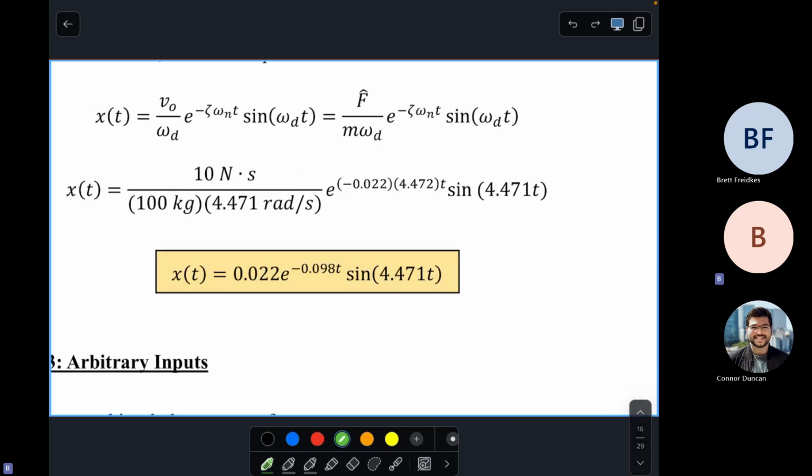How do we feel? Feeling good? Yeah? Pumped? Cool. That's the general definition of the impulse response caused by the Dirac-Delta. Now, the biggest thing here is to understand that x of t is based on the impulse multiplied by the impulse response function. Note also that when f hat equals 1, the response and the impulse response function are equivalent.